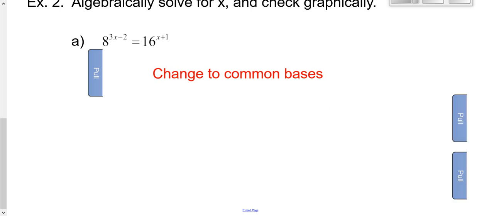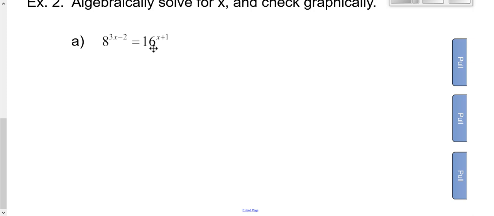Okay, now let's do this. Have a quick look to see what is the common base. Again, I hope you have the spidey sense that the common base in this case would be 2. So let's rewrite 8 and 16 with a base of 2.